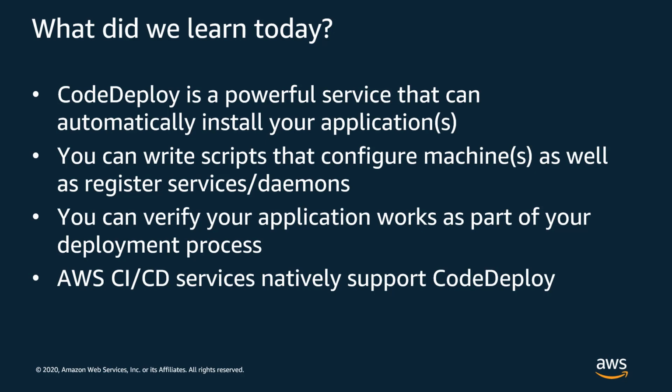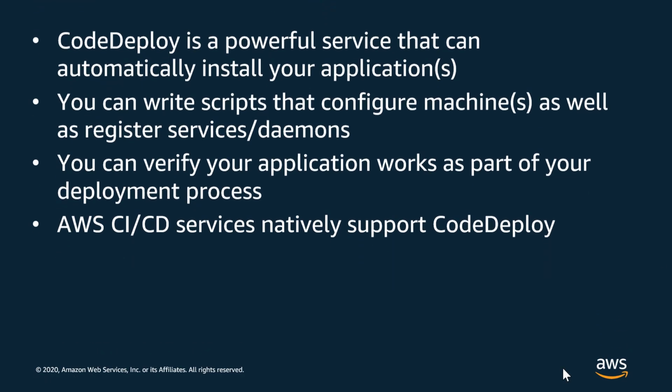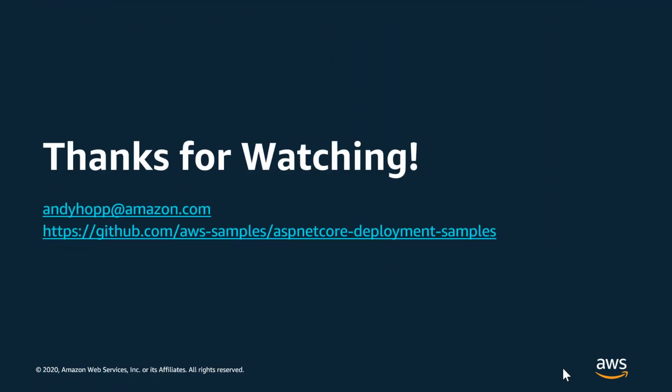And it can do things such as modify the configuration of the local machine, as well as register daemons or services. We also looked at how you can write custom scripts to verify that your application was properly deployed to a machine so that you have the ability to cause the deployment to fail if it turns out that a smoke test were to not succeed after you deploy the application. And then lastly, we just talked a little bit about how CodeDeploy integrates with other AWS DevOps services such as Code Pipeline. Well, thank you very much for watching, and we cannot wait to see what you build on AWS.